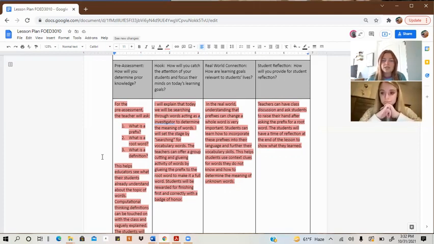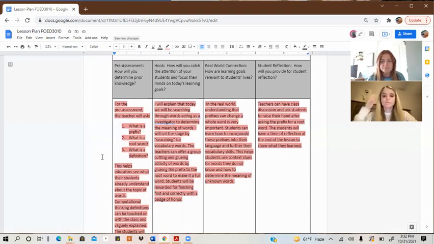For the real world connection, understanding that prefixes can change a whole word is very important. Students can learn how to incorporate these prefixes into their language and further their vocabulary skills. This helps students use context clues for words they do not know and determine the meaning of unknown words.